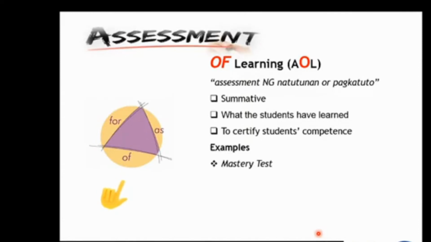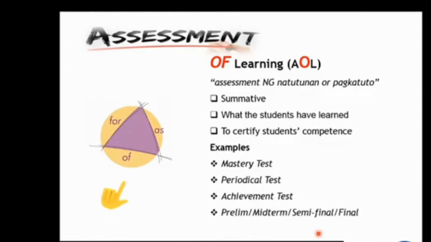Examples of assessment of learning are mastery test, periodical test for basic education, achievement test. For college, we have prelim, midterm, semifinal, and final. Assessment of learning are assessments for grading purposes, and these types of assessments are usually the one being reported.